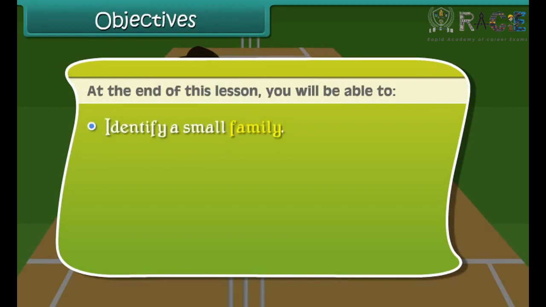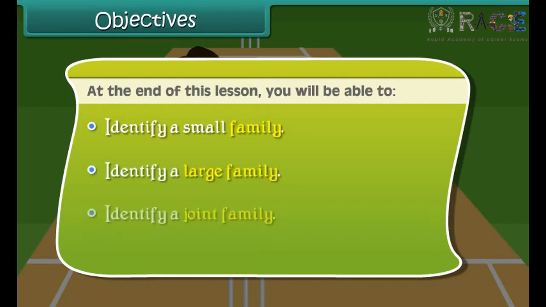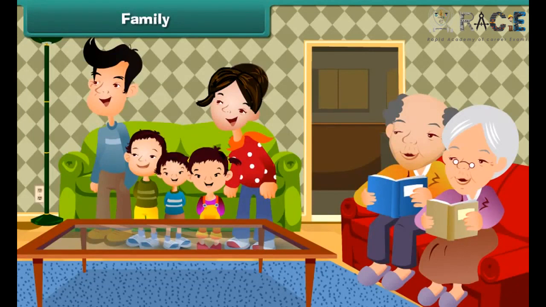In this lesson, you will learn about family. Objectives. At the end of this lesson, you will be able to identify a small family, identify a large family, identify a joint family.